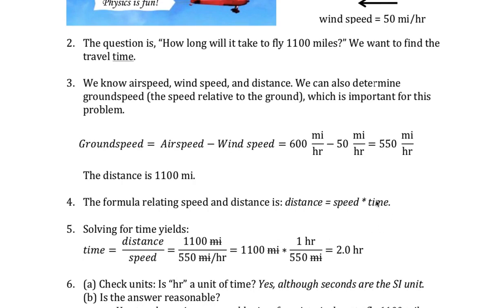So taking that equation, solving for the time, we would divide by the speed on both sides. So distance divided by speed is 1,100 miles divided by 550 miles per hour. So that's the same as 1,100 miles multiplying 1 hour per 550 miles. So the miles cancels, and we get 2 hours.